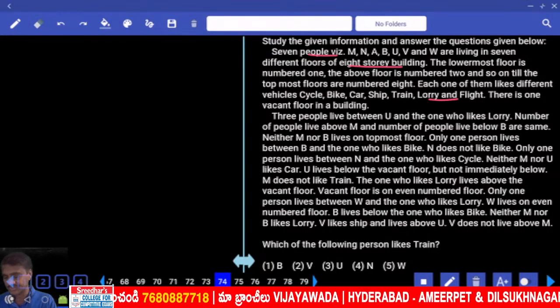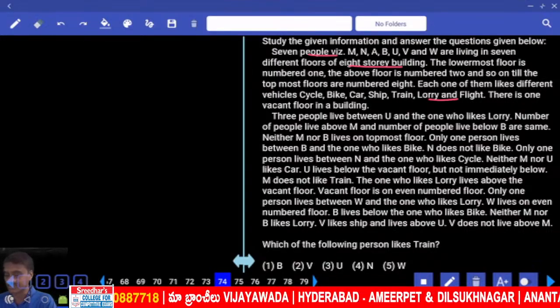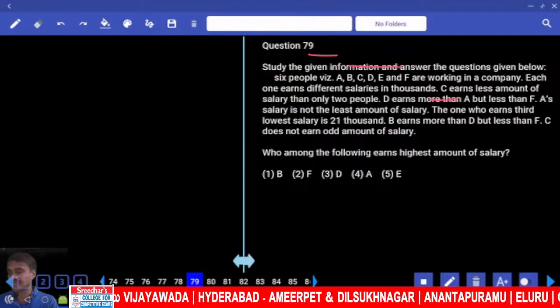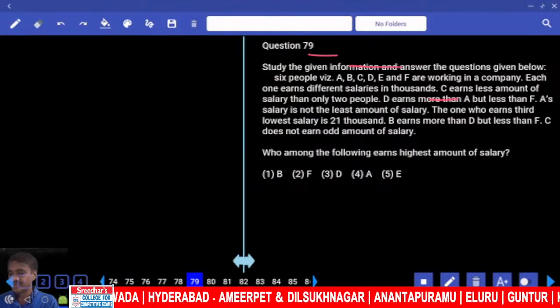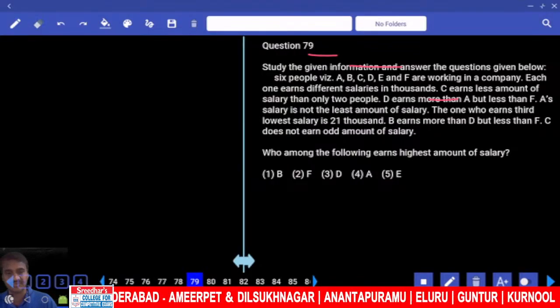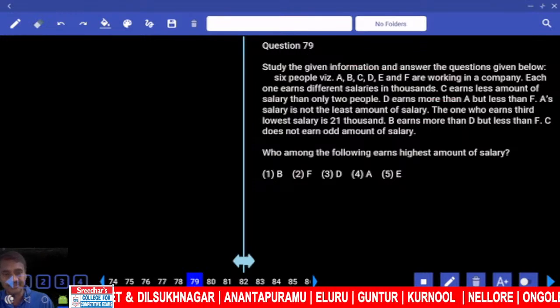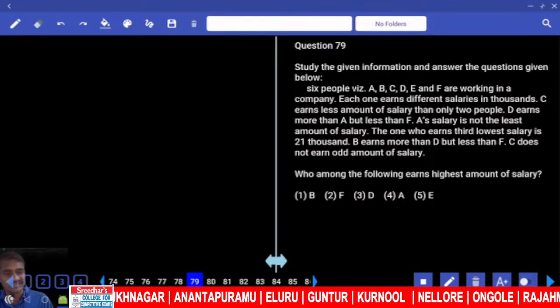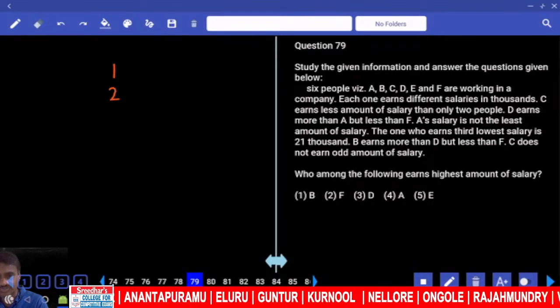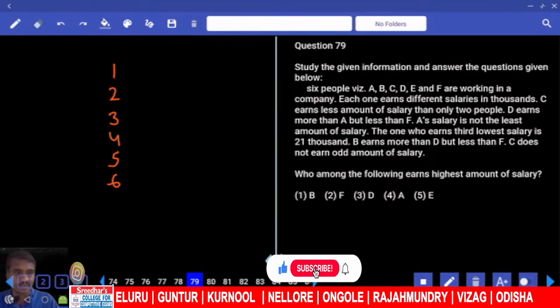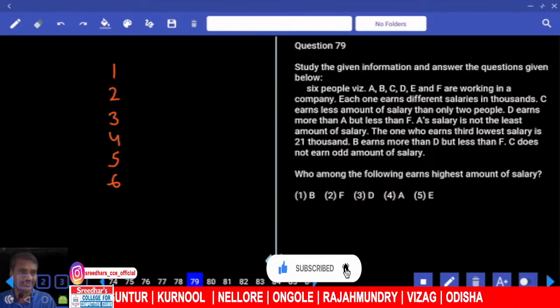74 to 78. Then next one, question number 79. Now in this 79 onwards, first or the second priority? Definitely under the first priority, 79. There are 6 people working in a company, and each one's salary is different. How many people are there? 6. Now 1, 2, 3, 4, 5 and 6, there are 6 people. Each one earns a different salary.